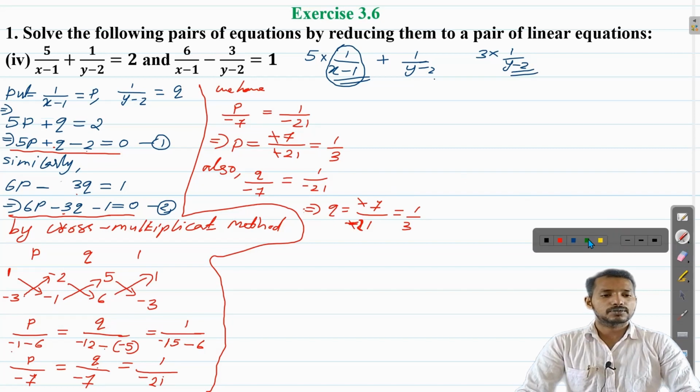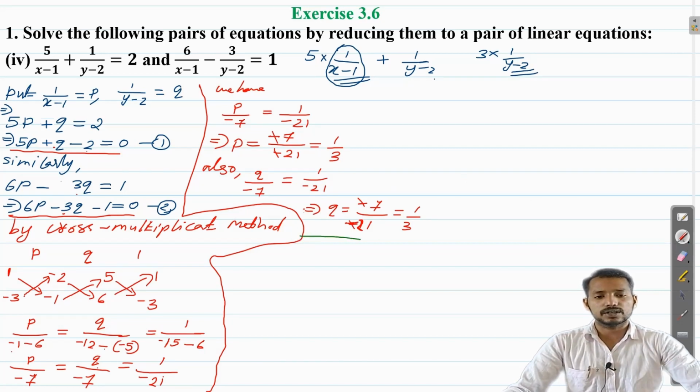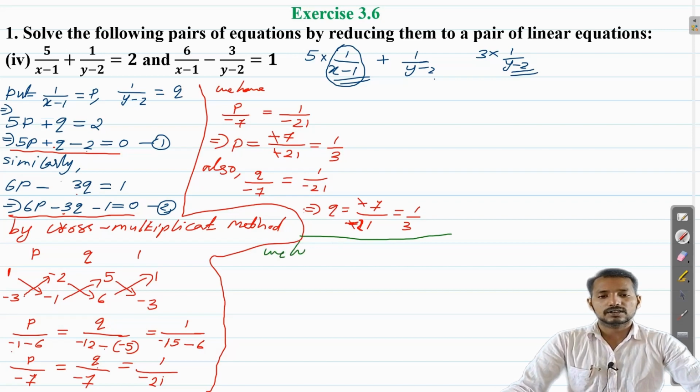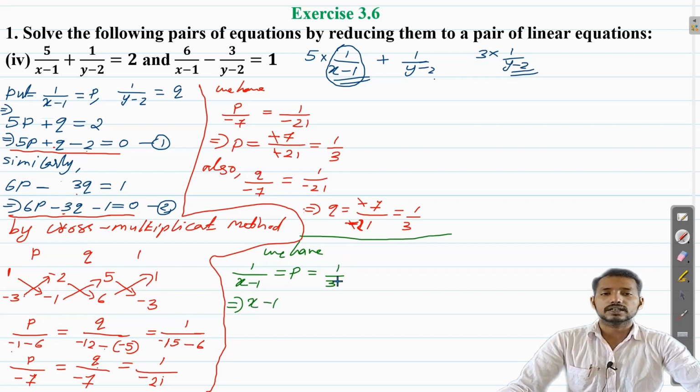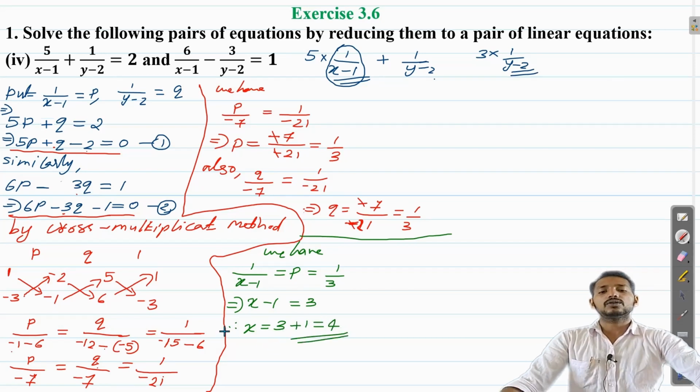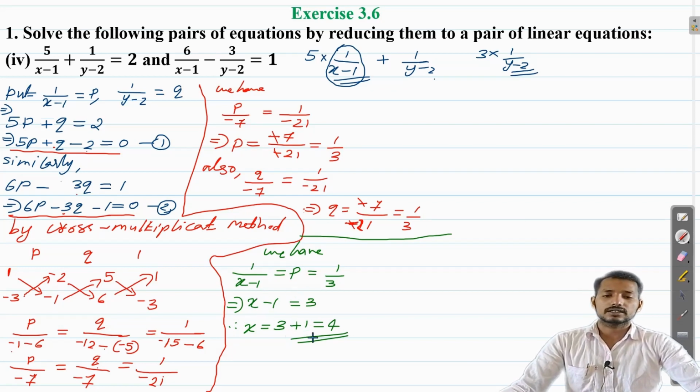So here in the third step, what we need to do is that we have 1 by x minus 1 is equal to p, which is equal to 1 by 3. Taking the reciprocal on both sides, 1 by x minus 1 becomes x minus 1, and taking the reciprocal of 1 by 3, it will be 3. So therefore x minus 1 equal to 3. Again it is a linear equation. Minus 1 taken to the right side will be plus 1, which is equal to 4. Now we have got the value of x, that is 4.